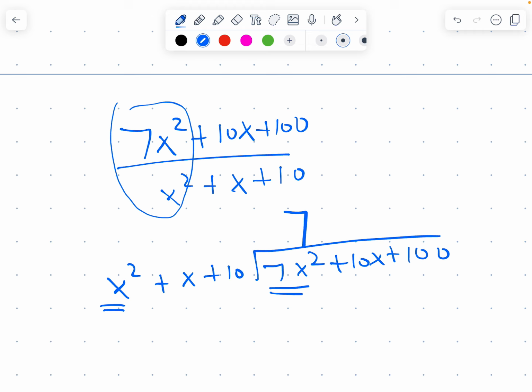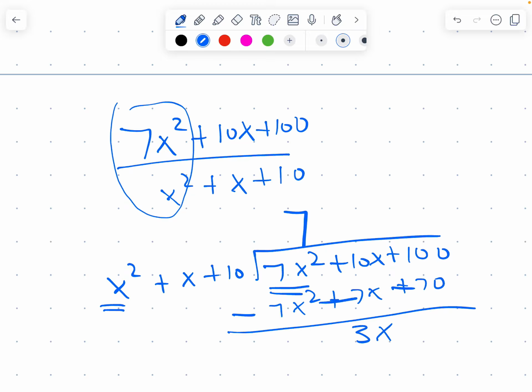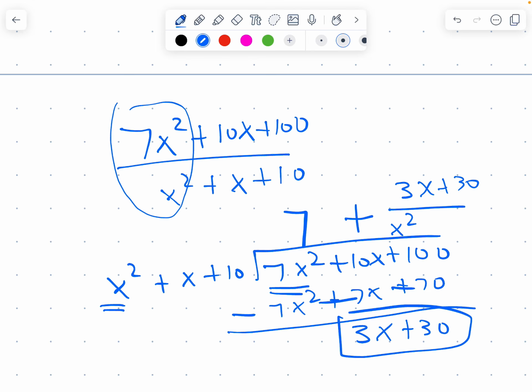Now your next step is you multiply. So we're going to multiply across all those terms. That's going to give you 7x squared plus 7x plus 70. Now after this, you're going to subtract. So minus, minus, minus. That gives you 3x plus 30. Okay, and so that is your remainder. And our remainder we're going to put on top of this. So it's 7 plus 3x plus 30 over x squared plus x plus 10.